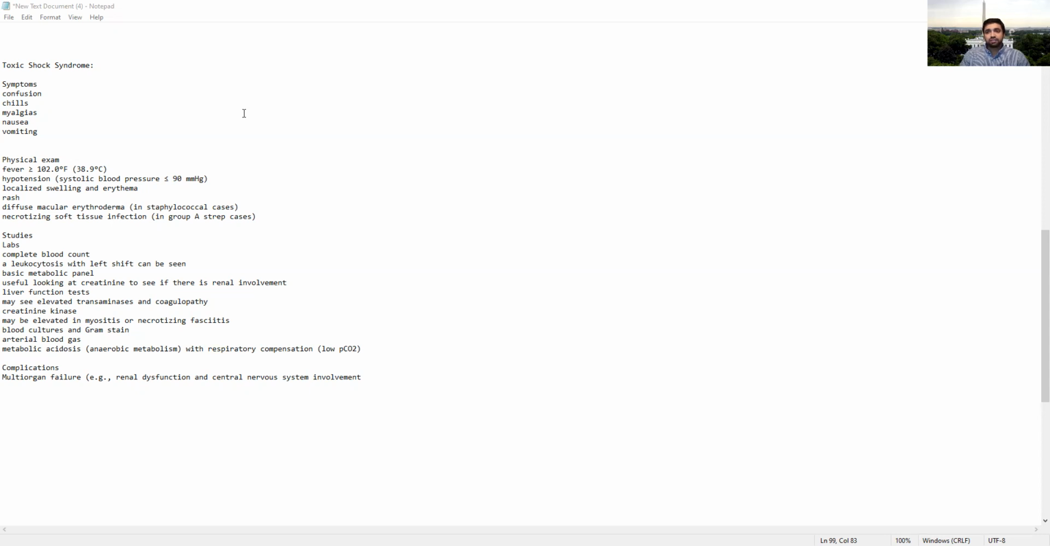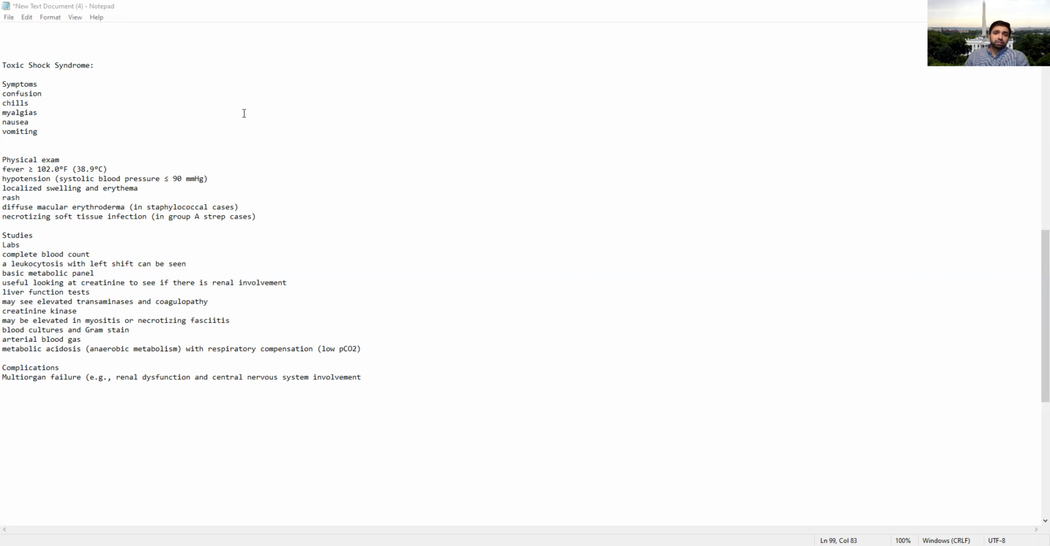And you'll see fever, hypotension, systolic blood pressure will be usually less than 90, localized swelling and erythema, a rash, and usually you'll see a diffuse macular erythema or erythroderma. So if the entire body is red, diffuse macular erythroderma is the type of rash you'll see in a staph patient. If it's the group A strep, Strep pyogenes, that's causing the toxic shock syndrome, then it'll present with necrotizing soft tissue infection. But regardless, you'll see some sort of a rash, localized swelling, erythema, hypotension, like I said, and fever on physical exam.